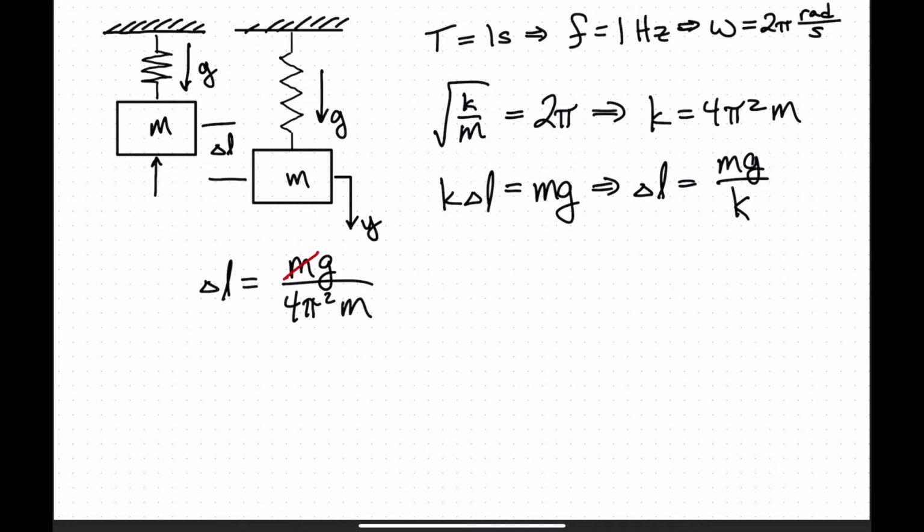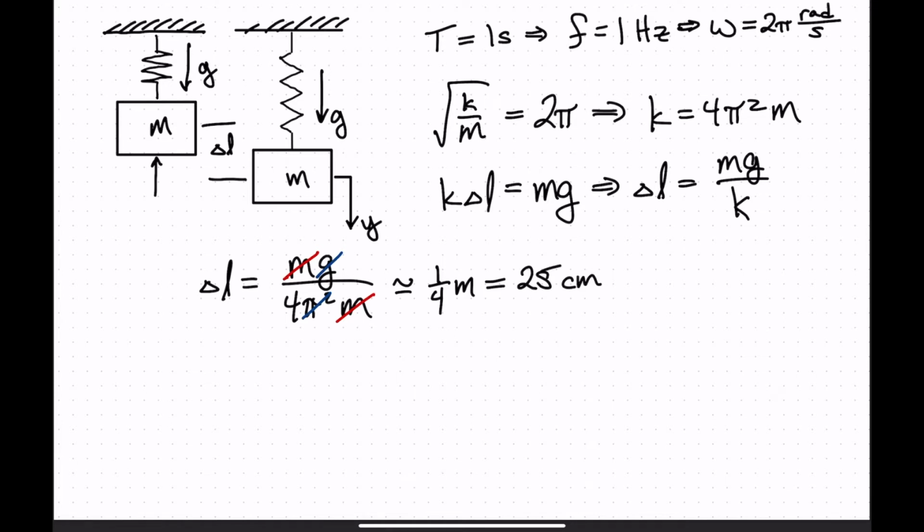So our m's cancel out nicely, and we get g over 4 pi squared. Well, pi squared is 9 point something, and g is 9.8 something. So to say roughly these two things cancel out. So the change in length of our spring is approximately 1/4 of a meter, or 25 centimeters.